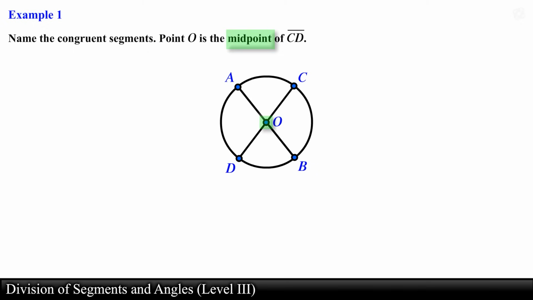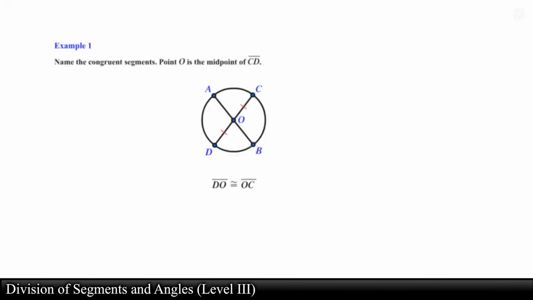Since point O is the midpoint of segment CD, it will split it into two congruent segments. We can illustrate this by drawing a single tick mark for segment DO and segment OC. In this case, segment DO is congruent to segment OC. And this is our final answer. Alright, let's try the next example.